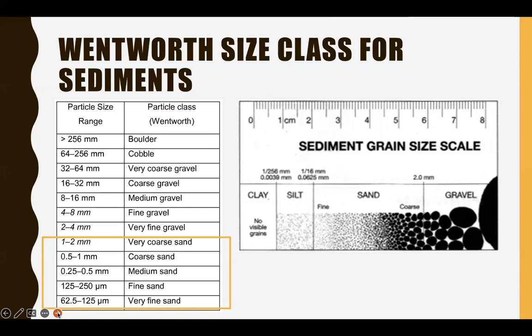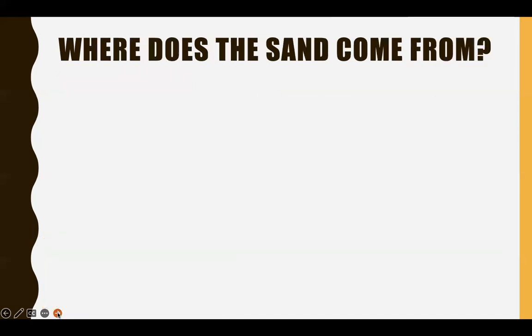Very coarse sand is 1 to 2 millimeters. So as a concept, the width of your pinky nail across from one side to the other is usually about 5 millimeters. Okay, maybe a little bit bigger. And so very coarse sand is 1 to 2, and so on. It goes down. Very fine sand is measured in microns. You can only see that with a microscope.